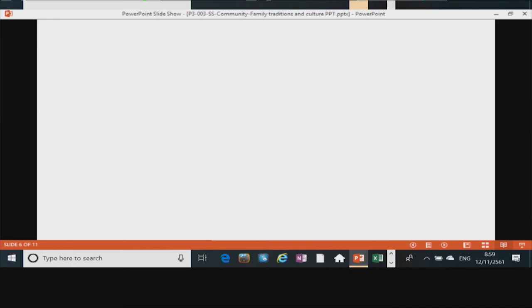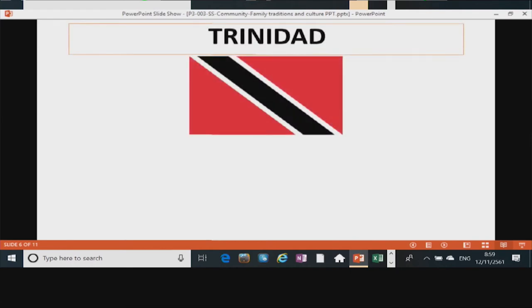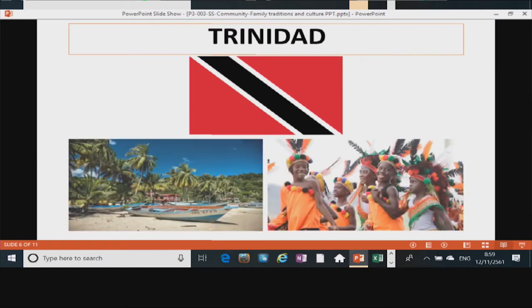Next one, who can guess this country? This one's hard, I don't think we've seen this. Are you ready? Trinidad. Trinidad, yes. This is a new country for you. We haven't looked at this one. And can you see? Trinidad is in a place called the Caribbean. Yes, it's very sunny there, and they have lots of islands. It's a bit like the south of Thailand.